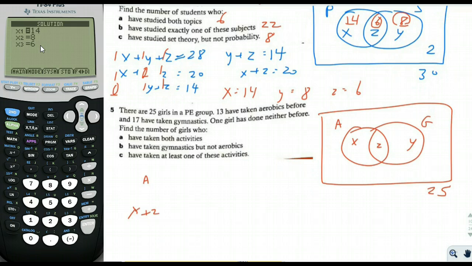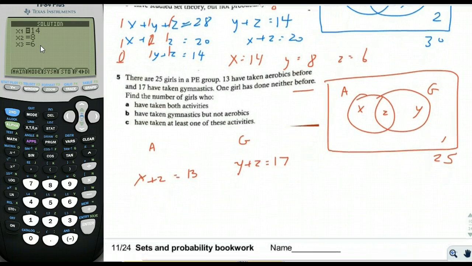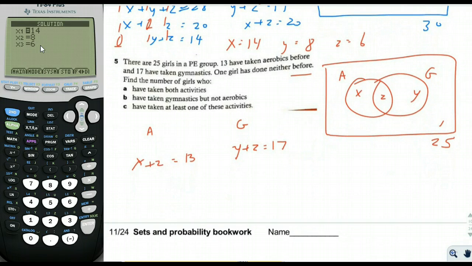x plus z equals 13. And then for gymnastics, we have y plus z equals 17. And then we have one girl has done neither before, so that's out here. Find the number of girls who have taken both activities. Now we can make one more equation, which would be x plus y plus z plus 1 equals 25, right? Because this plus this plus this plus 1 is 25. So x plus y plus z equals, subtracting 1 from both sides, 24.